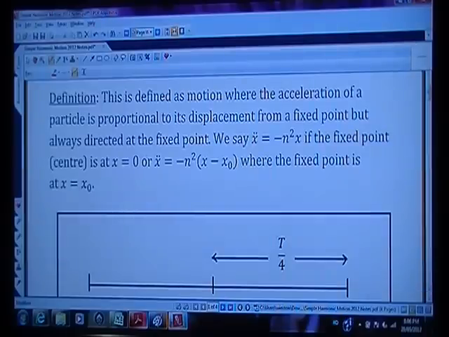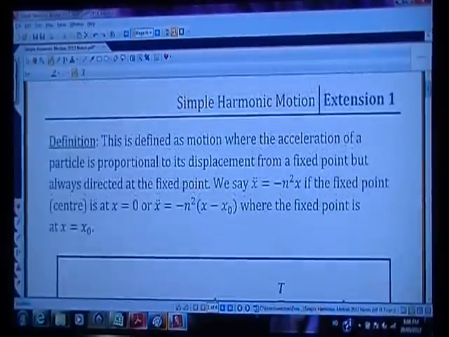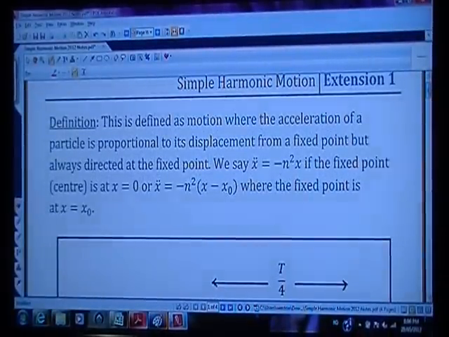Hi guys, today we're doing simple harmonic motion for 3-unit HSC. The definition of simple harmonic motion is motion where the acceleration of a particle is proportional to its displacement from the center. We call it a fixed point, but it's the center, always directed at the fixed point. Basically, it's just back and forth motion, back and forth.